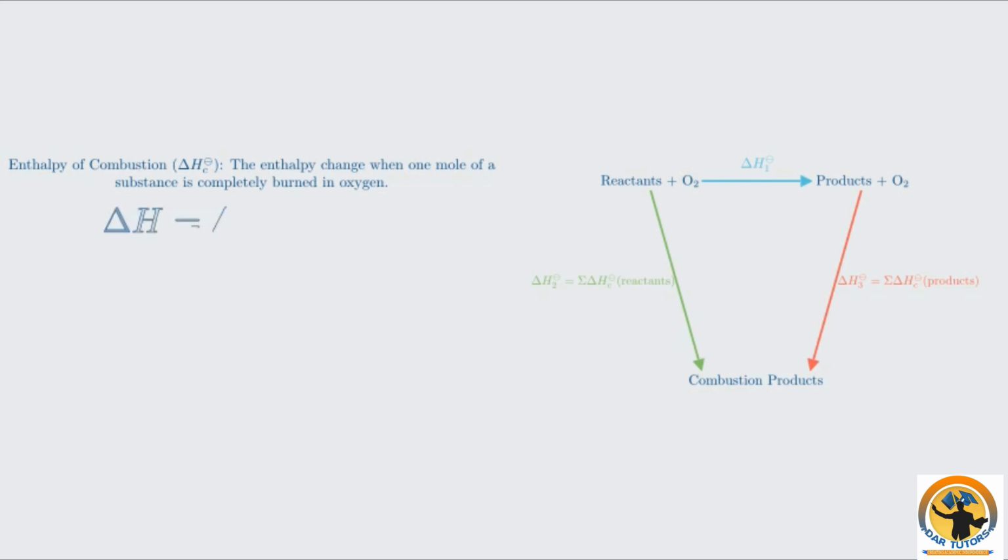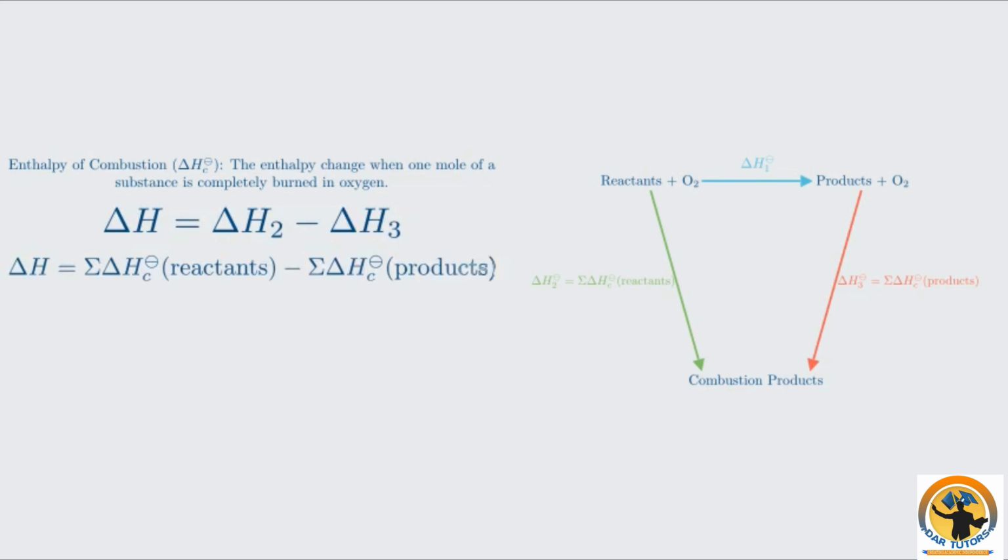The Hess cycle for combustion is different from the formation cycle. Here, the elements are not the common intermediate. Instead, we burn both the reactants and the products completely to form the same combustion products, typically CO2 and H2O. The arrows for combustion enthalpies point downwards as they are exothermic. Following Hess's law, the sum of the top path equals the sum of the bottom path.